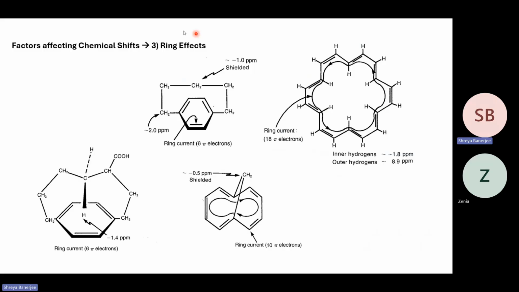Now, here are some examples. So this is an aromatic ring. These are the hydrogens that are in the plane of the ring.